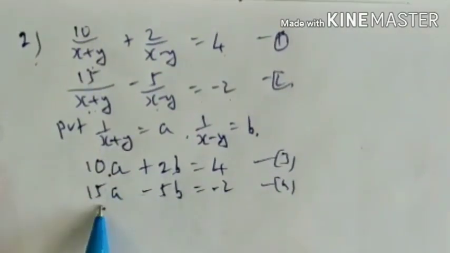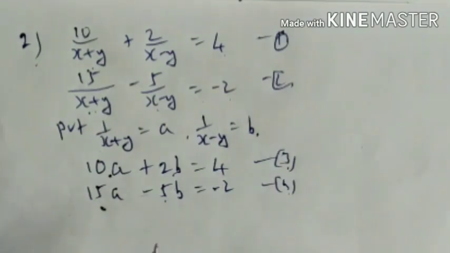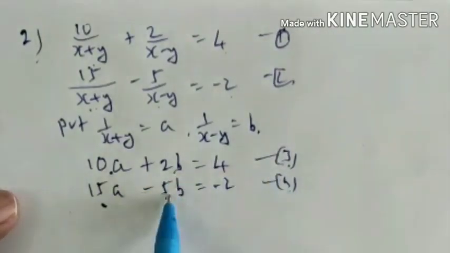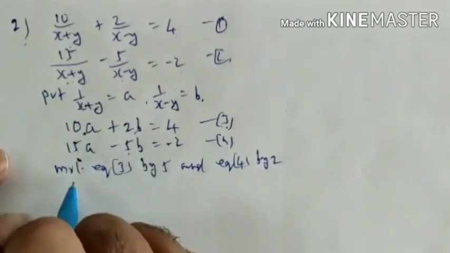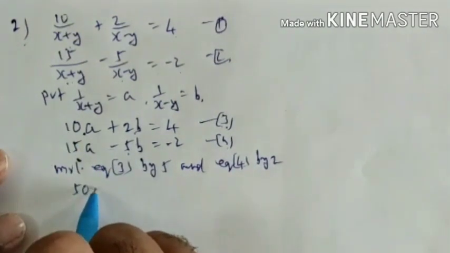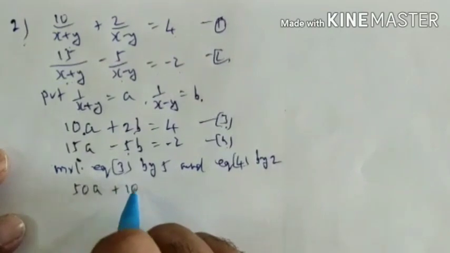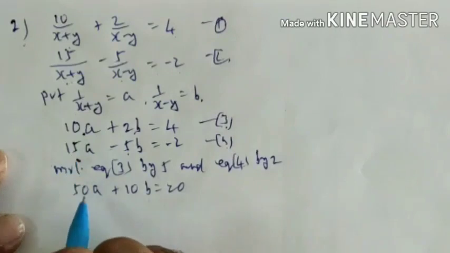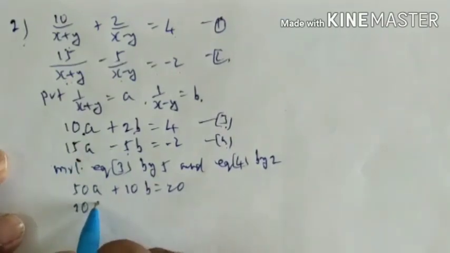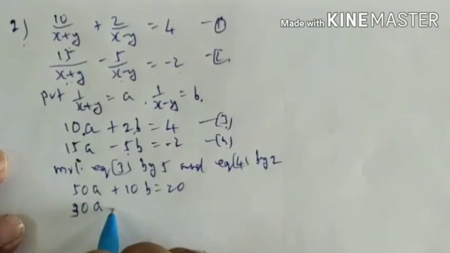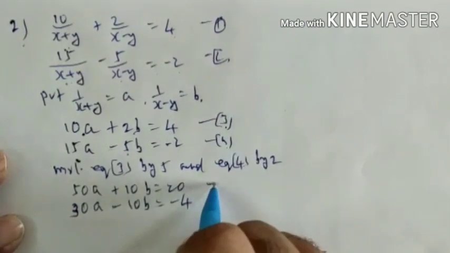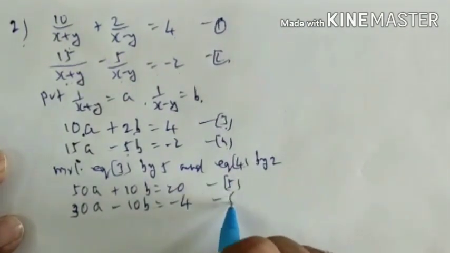Now see here 10, here 15. Here 2, here minus 5. We shall do one thing. Now what shall we do here? Multiply equation 3 by 5 and equation 4 by 2. Here we get 5 into 10, 50a plus 10b is equal to 20. And here if we are multiplying by 2, we get 30a minus 10b, and 2 into minus 2 means this will become minus 4. This is our equation 5 and this is our equation 6.